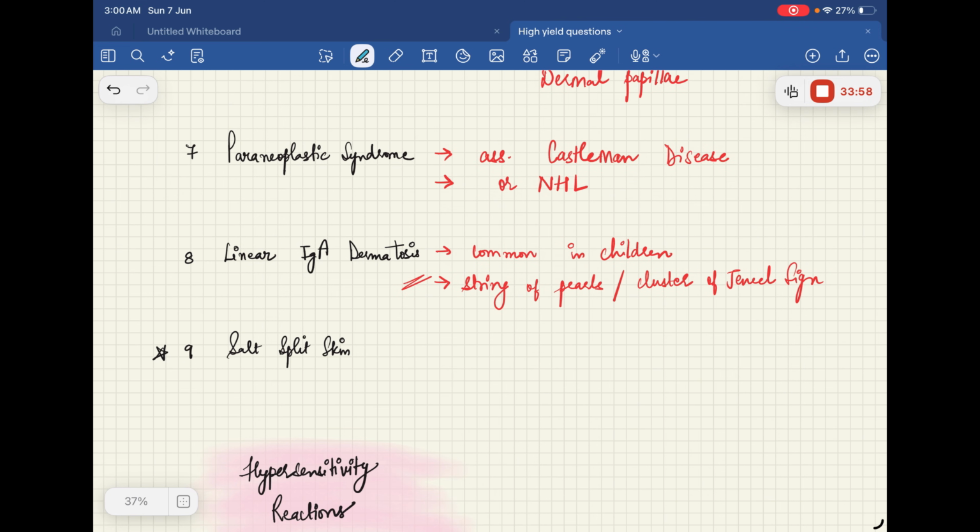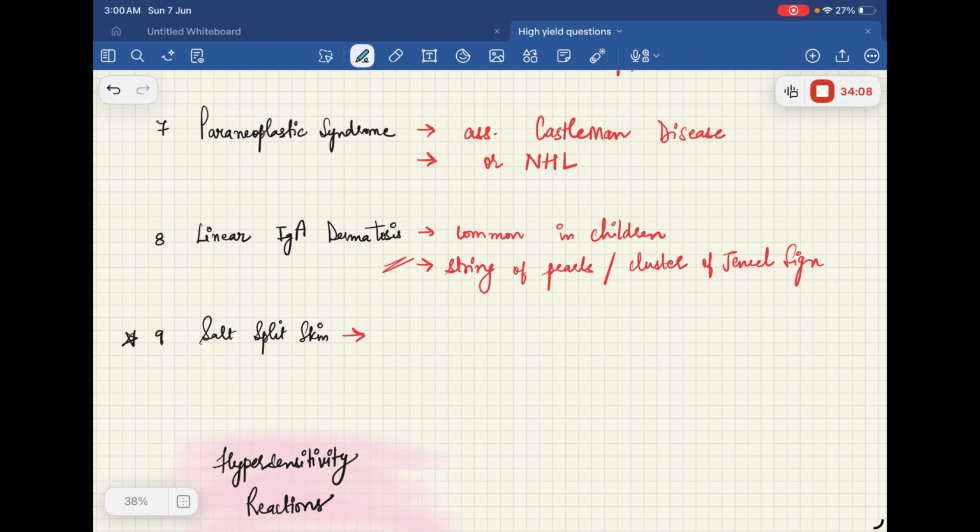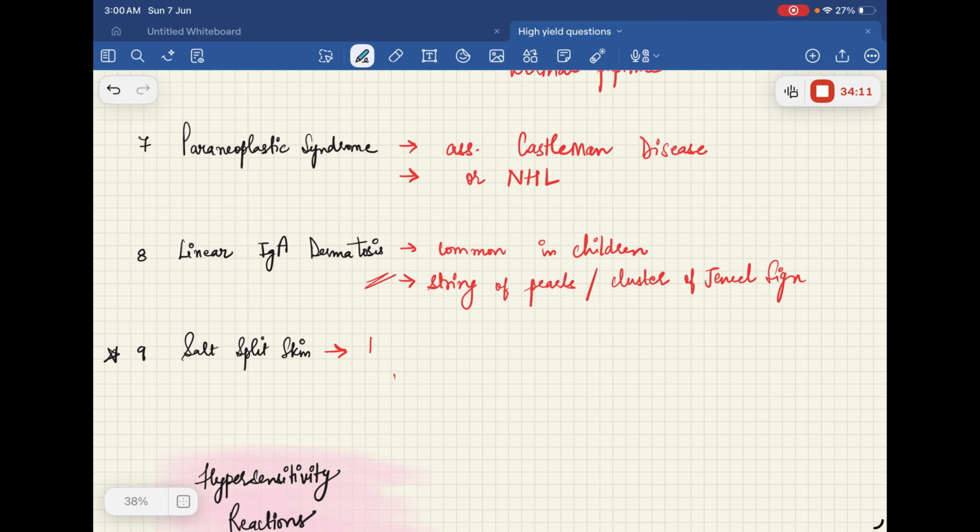Now, what is salt split skin? So it is basically a diagnostic test which is done for vesiculobullous lesions, to evaluate subepidermal binding. Evaluate subepidermal binding.